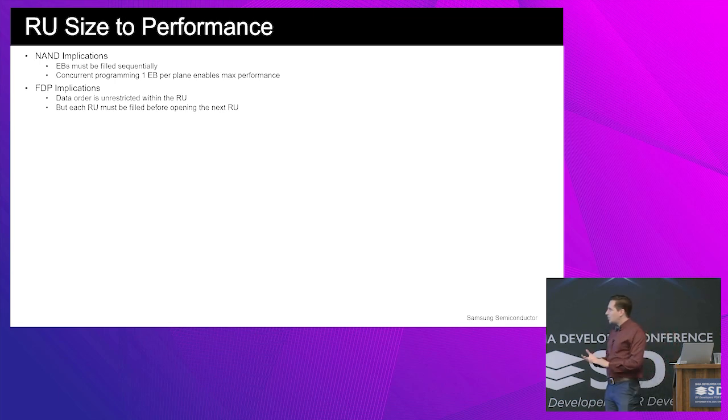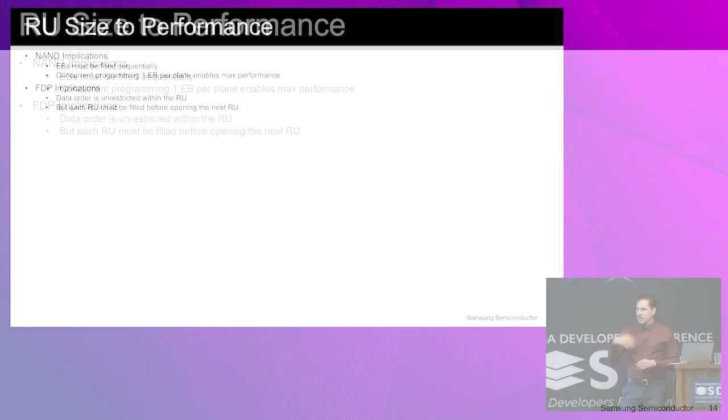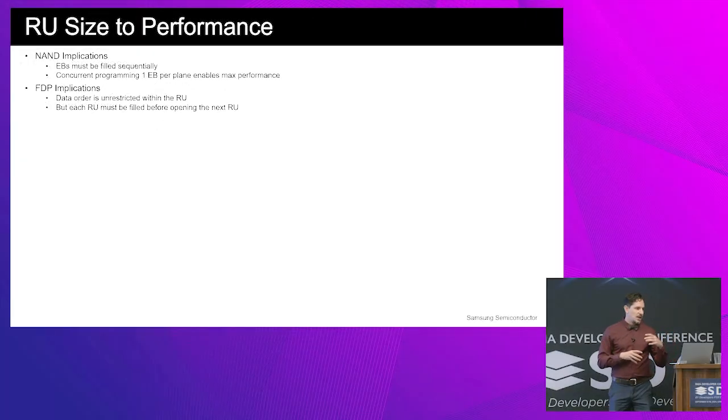When we get into the performance of an RU, we look at the NAND implications. So what can an erase block do? We're going to program in order. We're going to have to fill that erase block. But FDP also requires that we fill all of the data for an RU before we move on to the next RU. So we end up being bottlenecked by the NAND's program speed for performance.